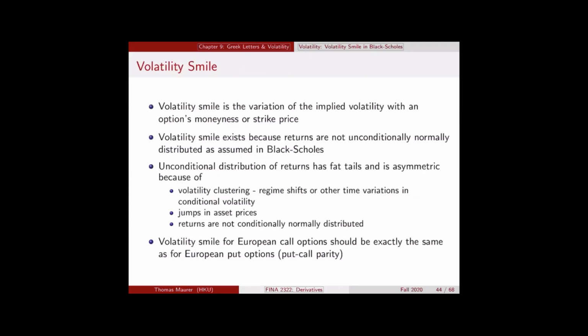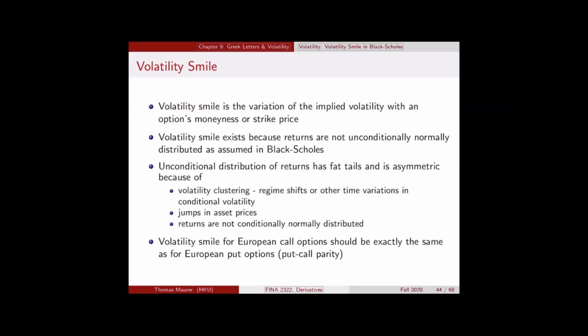So what does this mean? Well, it basically means that the Black-Scholes formula doesn't hold. And in particular, what I'm going to argue is that this assumption that returns are normally distributed is wrong. Again, there are many reasons why this might be wrong in reality.